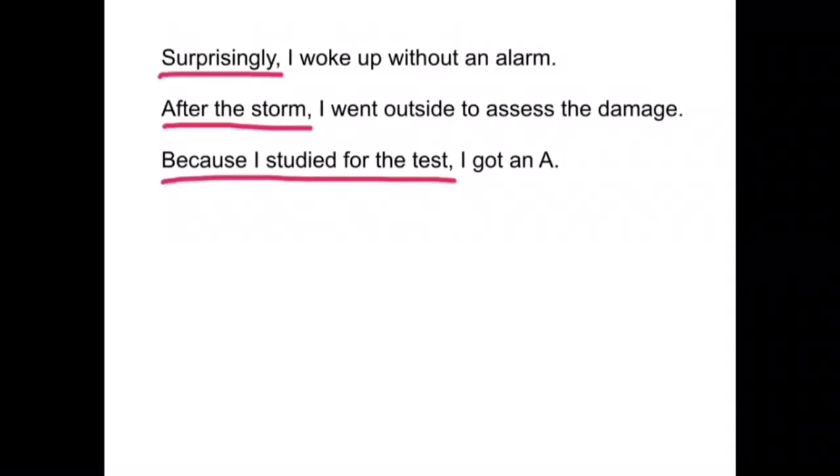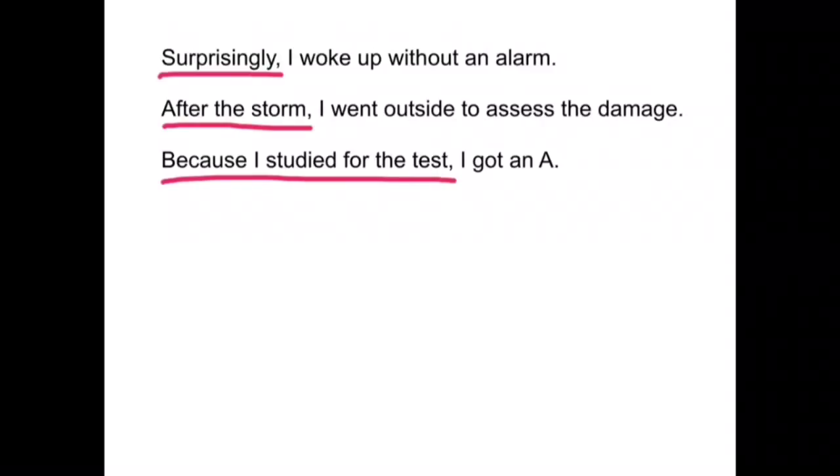Surprisingly, that's our introductory element, comma, I woke up without an alarm. In the next sentence, we have a phrase that comes before our independent clause. After the storm, comma, I went outside to assess the damage. And finally, in the last sentence, we have a dependent clause that comes before or introduces an independent clause. Because I studied for the test, comma, I got an A.